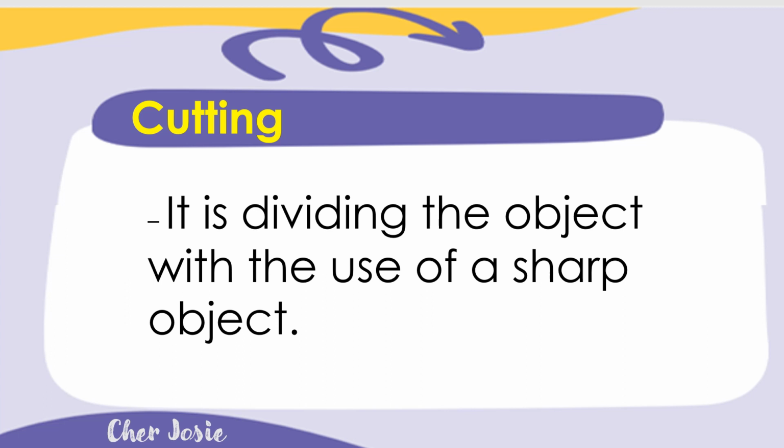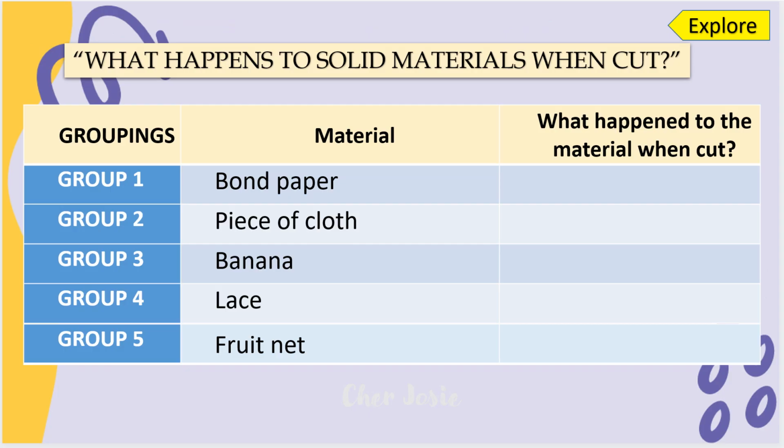When we say cutting, it is dividing the object with the use of a sharp object, just like the knife and the scissors. We also have blades and cutters. And now, to understand better our lesson, let's have this activity. It was entitled, What Happens to Solid Materials When Cut?